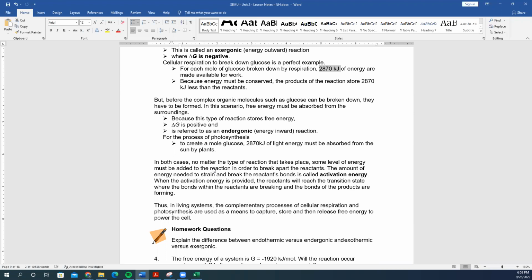And in this case, the process of photosynthesis to create that mole of glucose is one where 2,870 kilojoules of light energy has to be absorbed from the sun by the plant in order to produce 1 mole of glucose. And photosynthesis is a good example of this one. And cellular respiration is a good example of that.